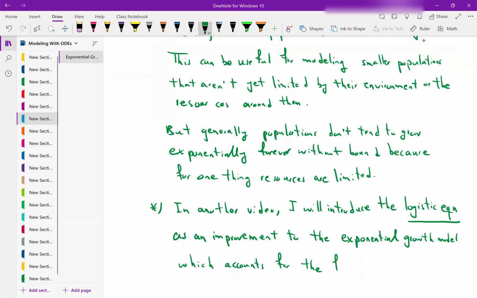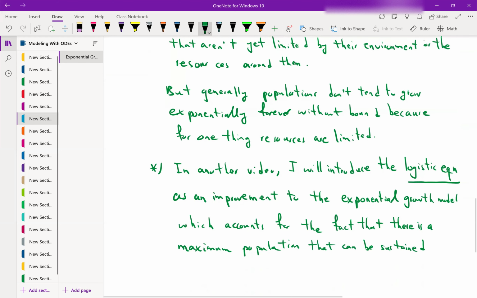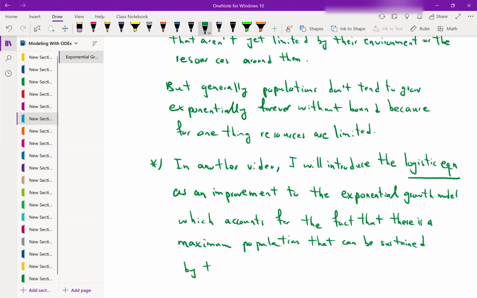which accounts for the fact that there is a maximum population that can be sustained by the surrounding environment. Awesome. But that is for a different video.